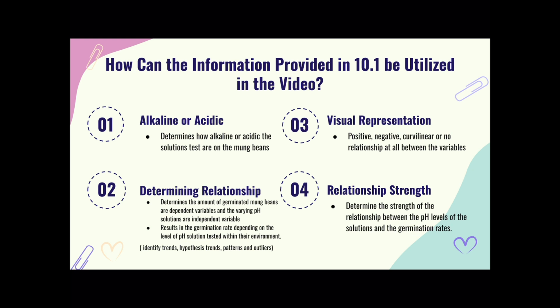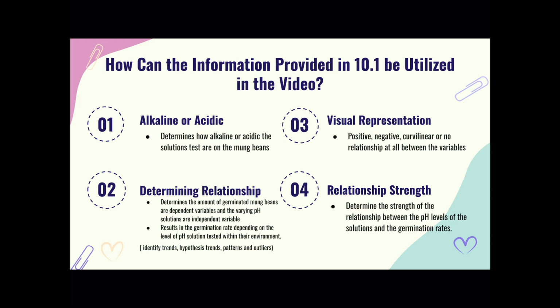How can this information be utilized in the video? This can be used to determine how alkaline or acidic the solution tests are on the mung beans. In the video, there are two variables. One is the amount of germinated mung beans that are dependent, while the pH solutions are independent. This is seen in the germination rate because it depends on the pH solution tested within their environment.